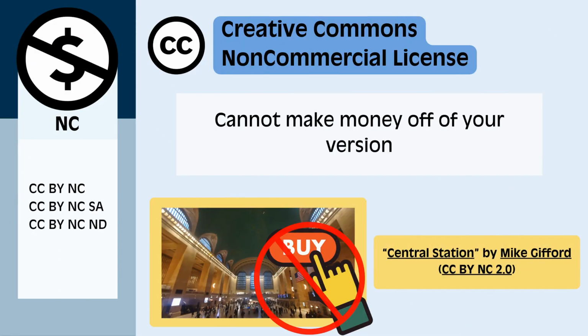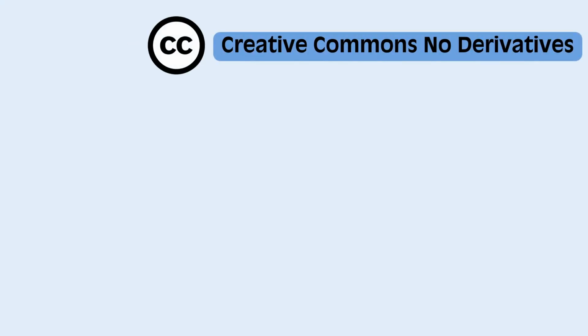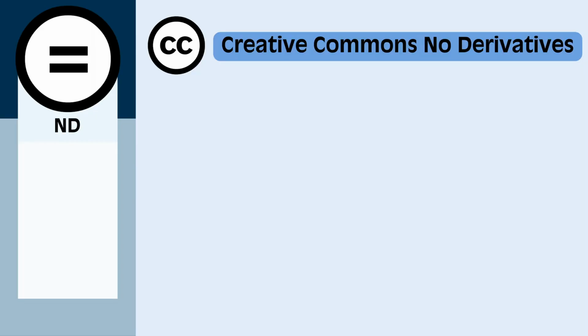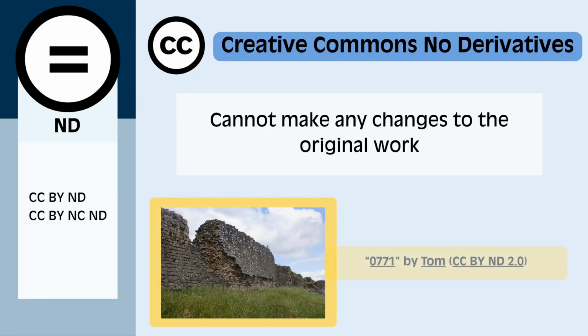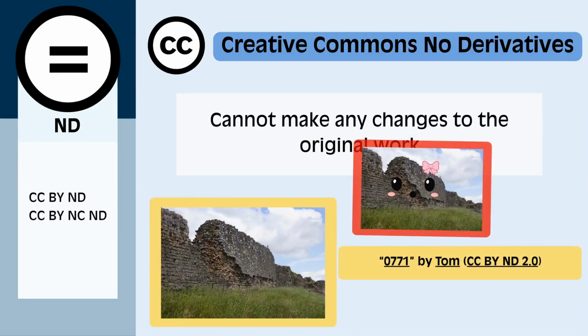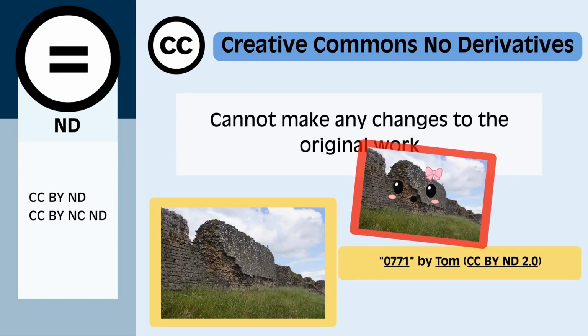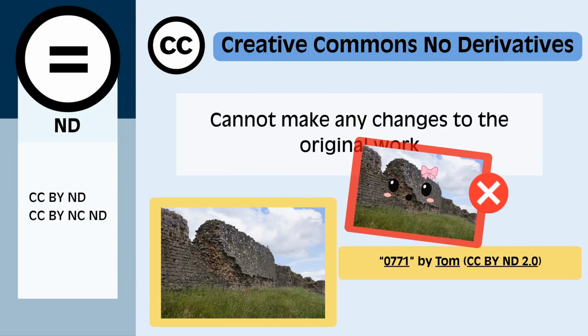The last and most restrictive type of CC license is Creative Commons No Derivatives, or CC BY ND. If you see ND included in the CC license, then you cannot make any changes to the original work in your version. The most common ND license besides CC BY ND is CC BY NC ND, where you cannot make money or make different versions of the original work. So if I see a picture that I think would be really cute with a kawaii face and a bow, I would not be able to do that if it has ND included in its license.